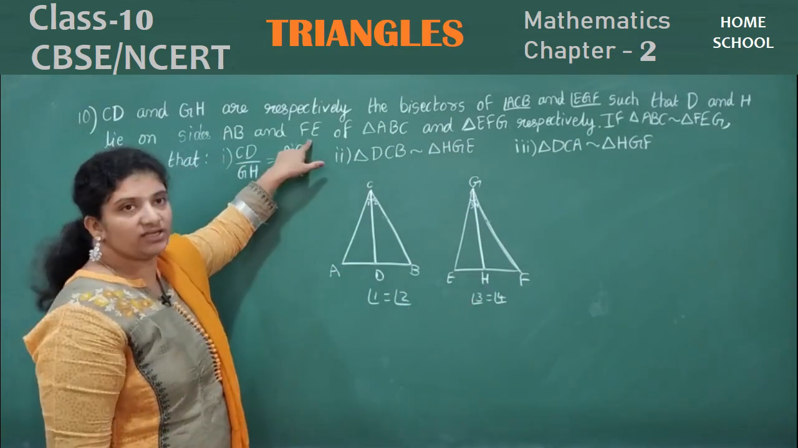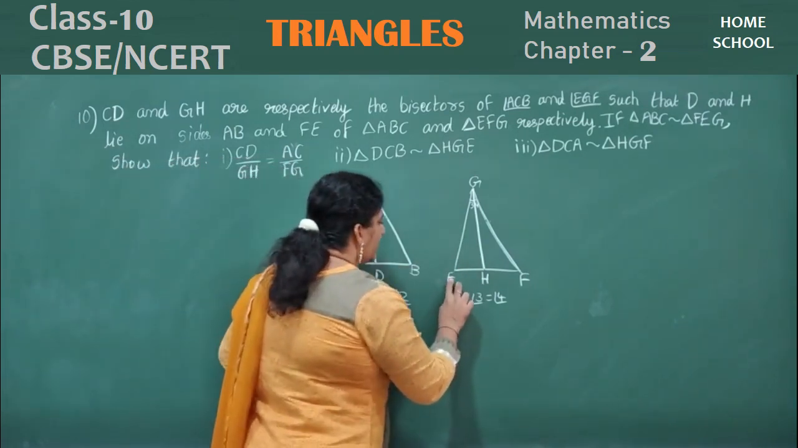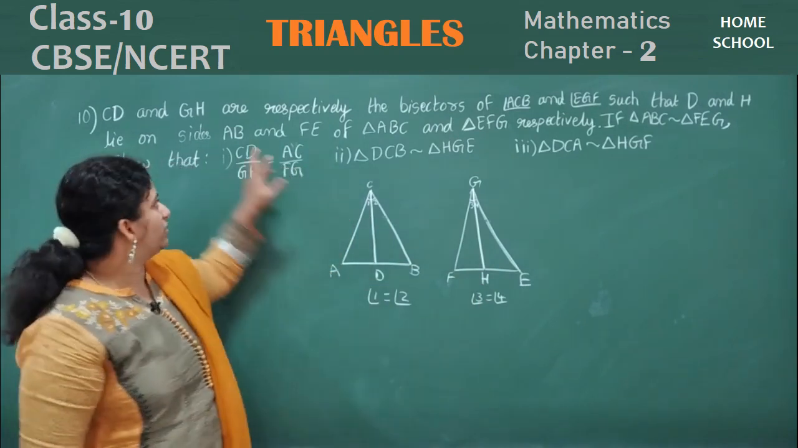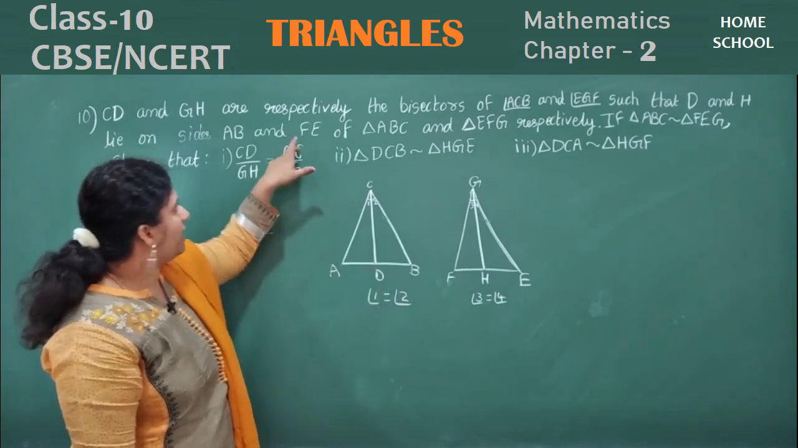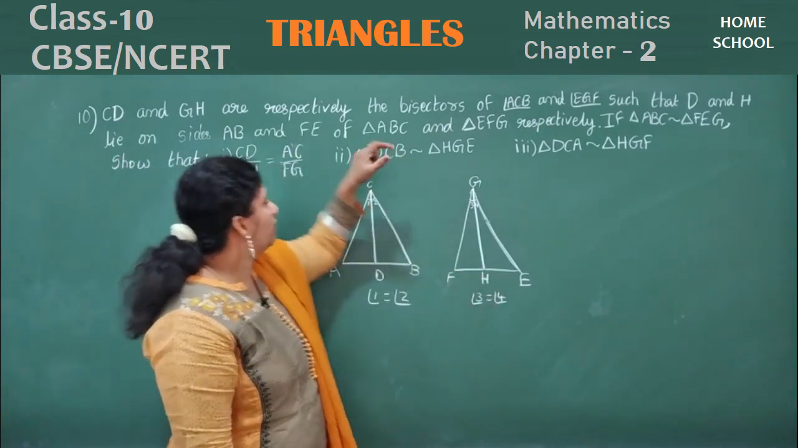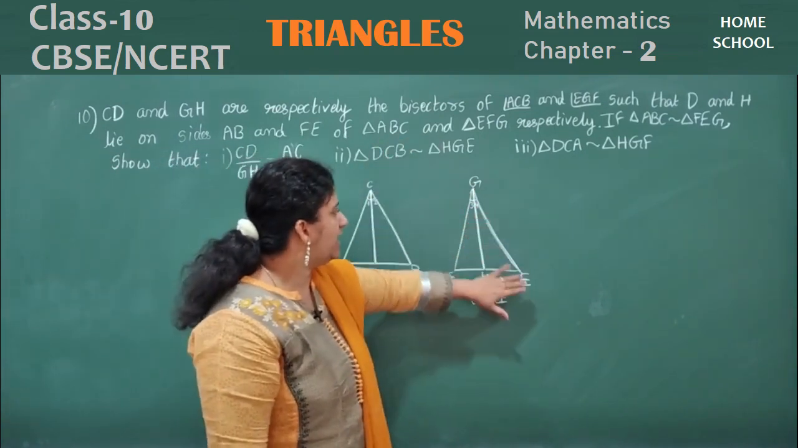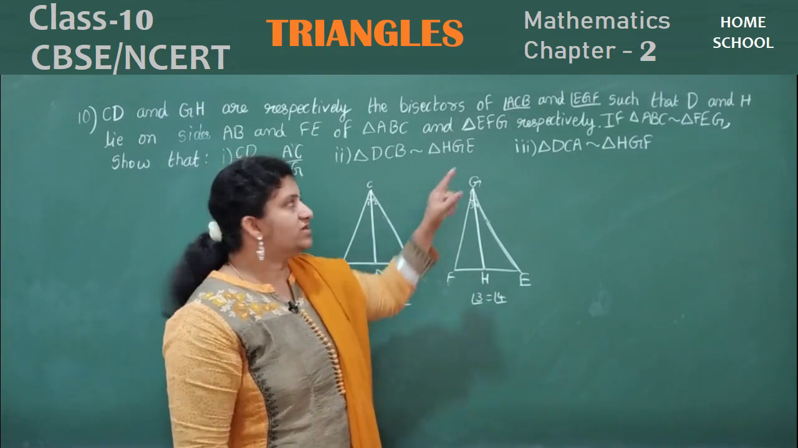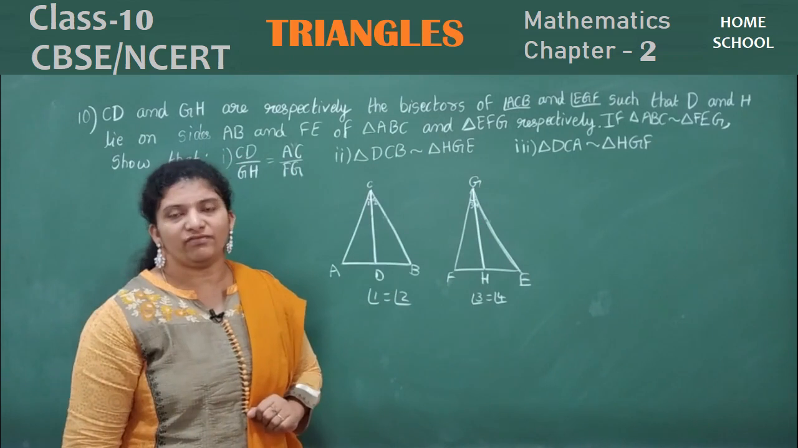Observe here, children, they did not give us EF. So let's change it here to FE. So why are we changing? Look here like this. D and H lie on the sides AB and FE of triangle ABC and triangle EFG respectively. If triangle ABC is similar to triangle FEG.